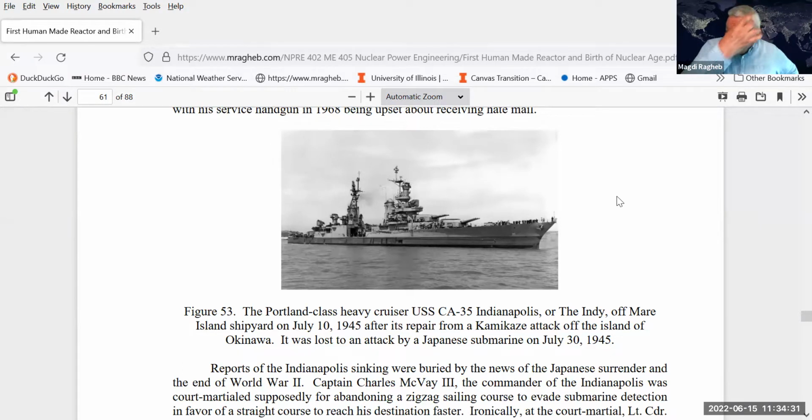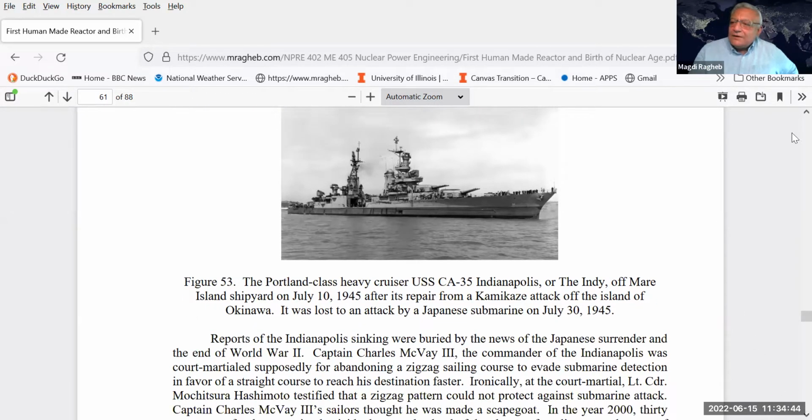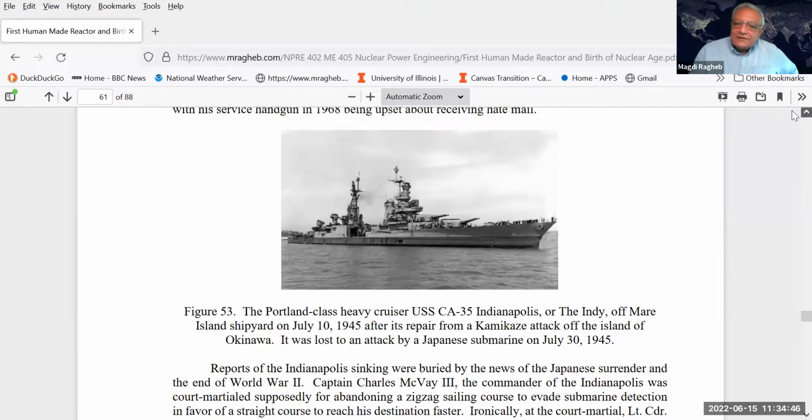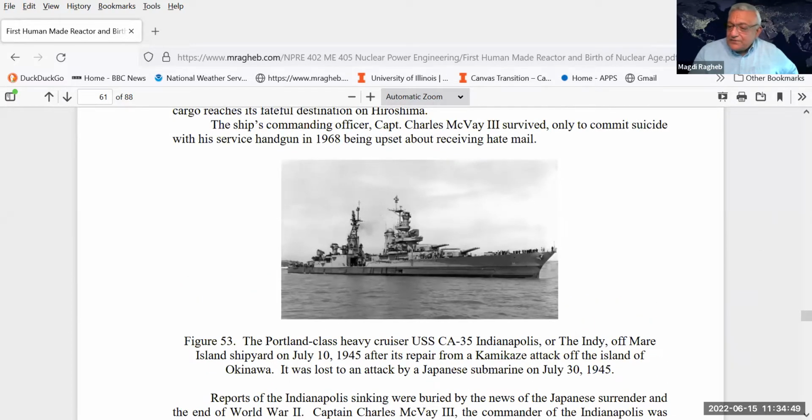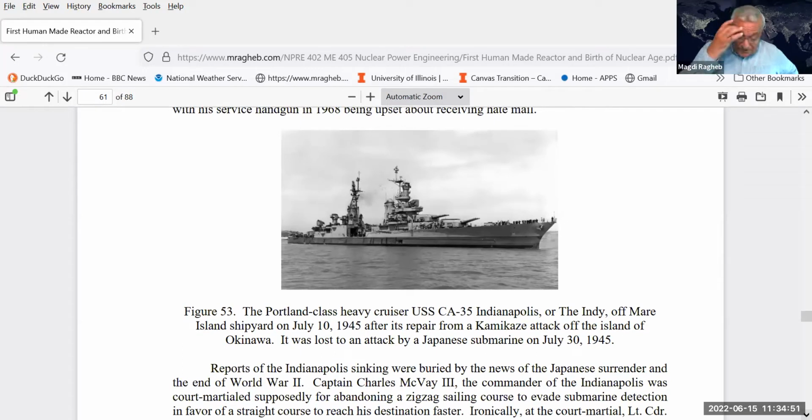They took the captain, they used him as a scapegoat, and they put him on court-martial. He was ordered to go in a zigzag fashion to avoid being discovered by Japanese submarines. He was a scapegoat for bad policy.